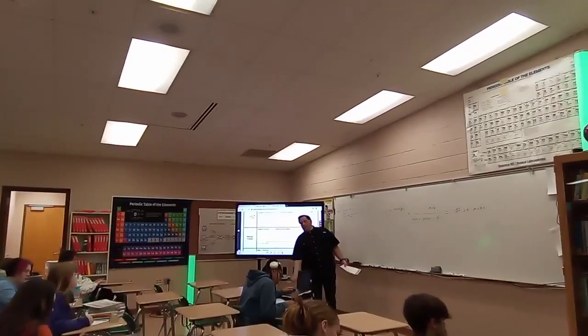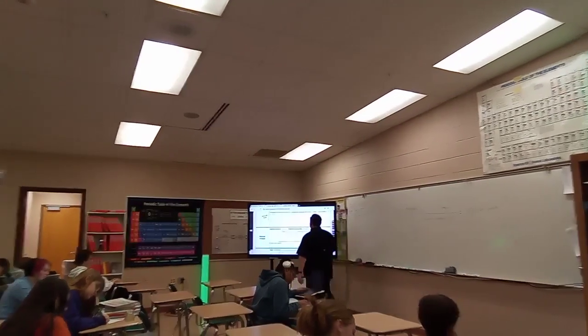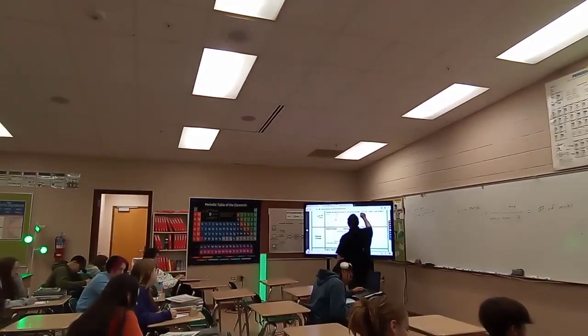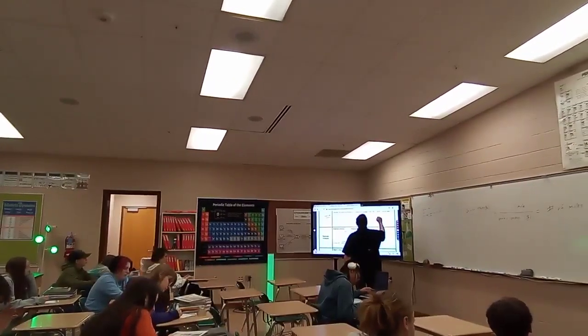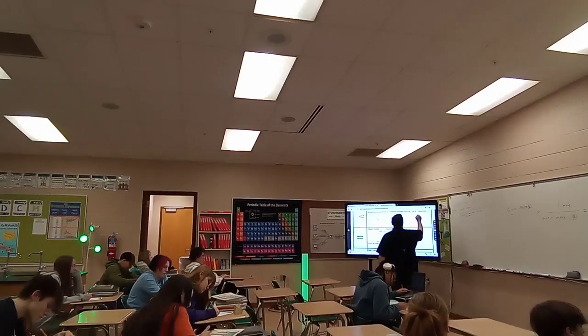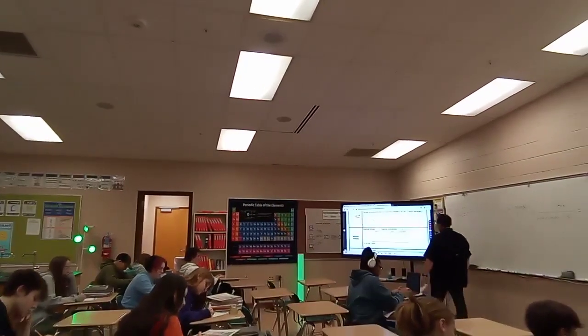So I've got 2 that I got a problem with, right? So I'm going to multiply them all by 2. So I got 3, 5, and 2, which means it's going to be C3H5O2. Okay?